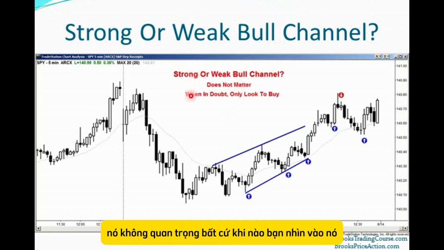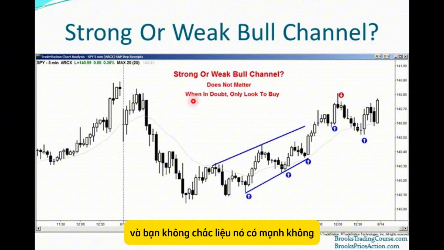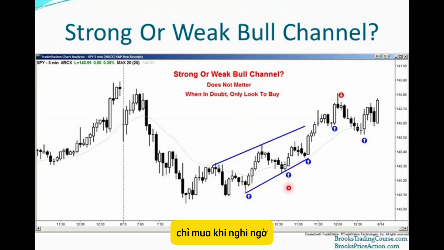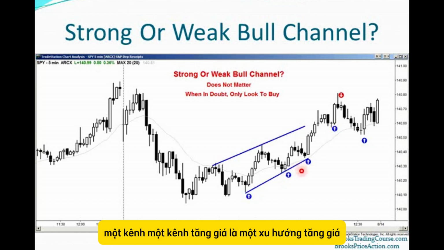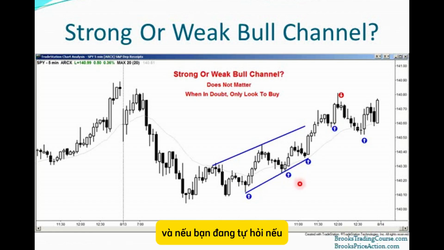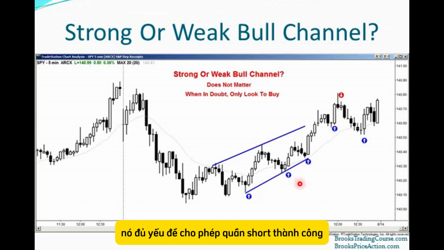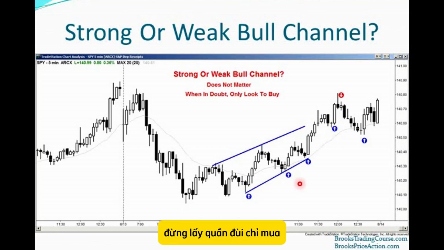It doesn't matter. Whenever you look at it and you're not sure if it's weak enough to allow for trades in both directions, only take the buys. When in doubt, only look to buy. Remember, a bull channel is a bull trend, and if you're wondering if it's weak enough to allow for successful shorts, if you have to think about it, don't take the shorts, only take the buys.